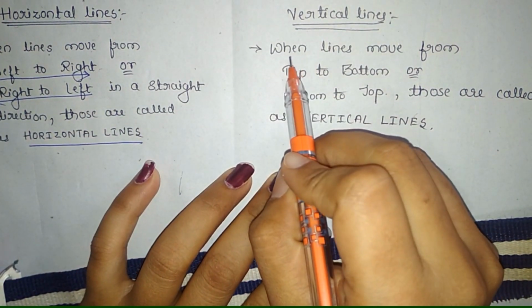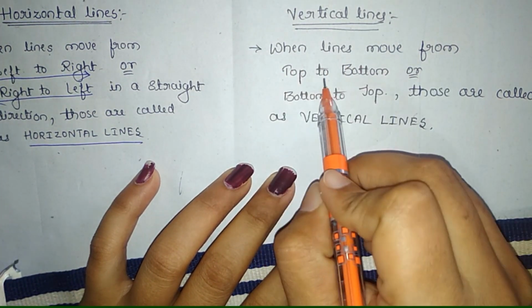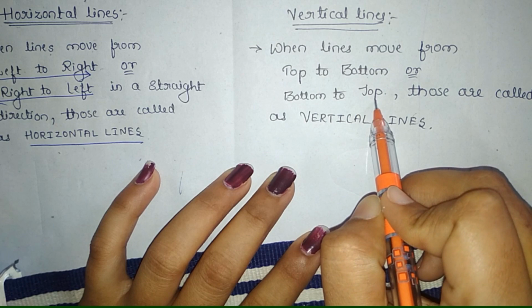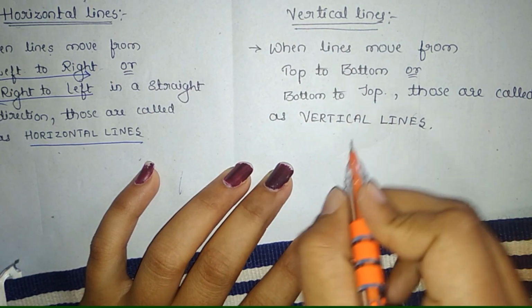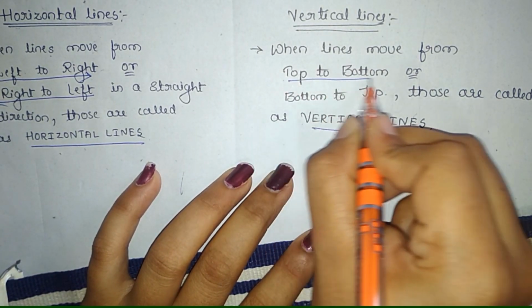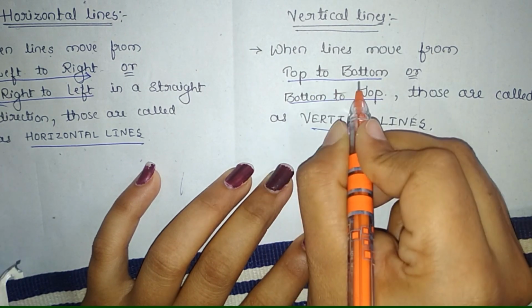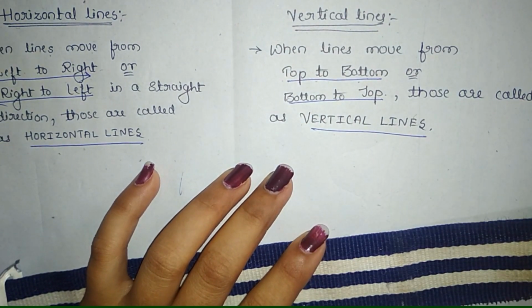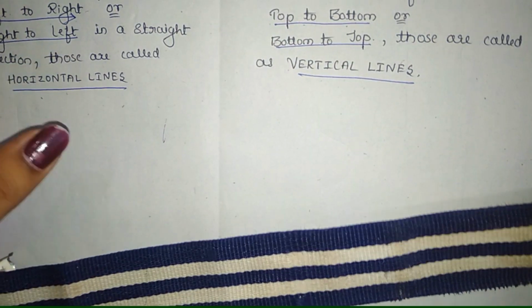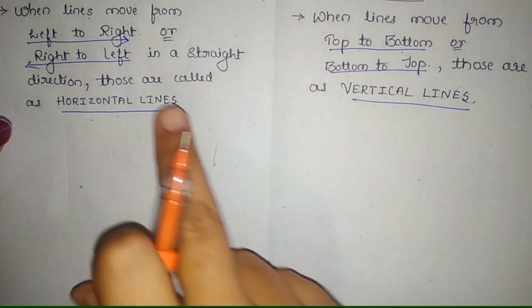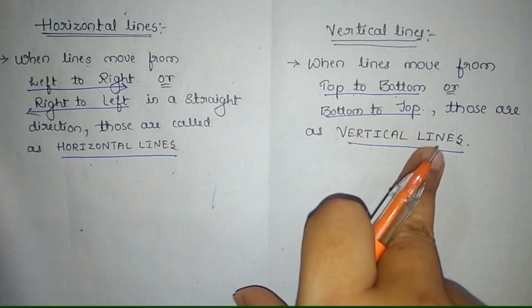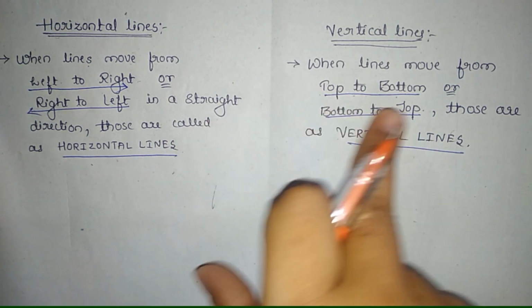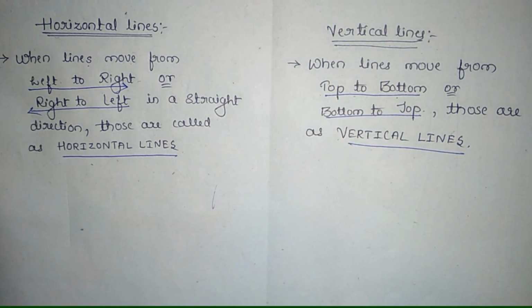I'll show you. First we can see the definition. When lines move from top to the bottom or bottom to the top, those are called vertical lines. Now here I am going to highlight this top to the bottom and bottom to the top. What are these top to the bottom and bottom to the top? By comparing horizontal and vertical, we can understand both lines. What do they really mean?